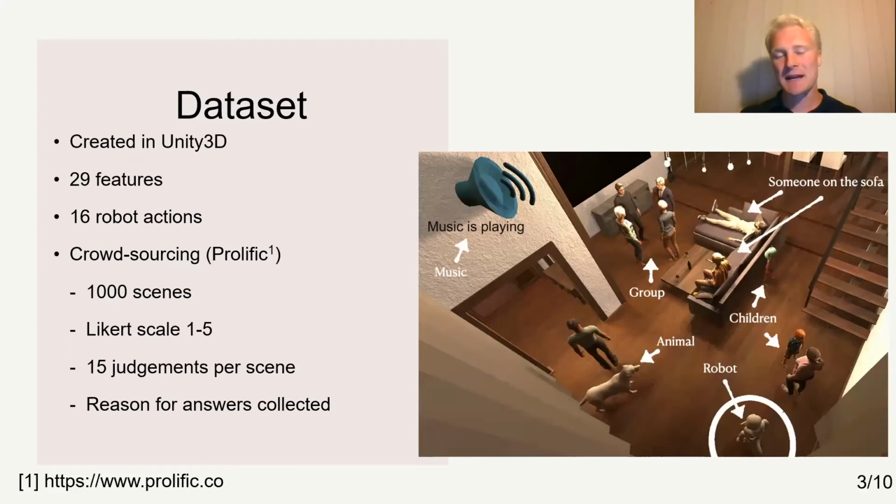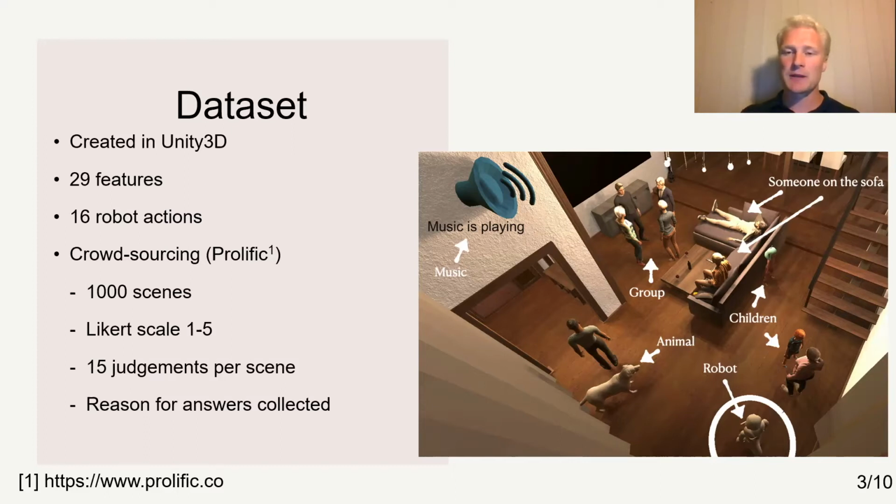The dataset is created in Unity. We simulated 1,000 different social contexts and looked at 29 features, such as, is music playing? Is there a group in the room? Is there someone on the sofa? Are there animals, children? We also investigate 16 robot actions and the social appropriateness of them. In such a social context, is it appropriate to do these 16 actions?